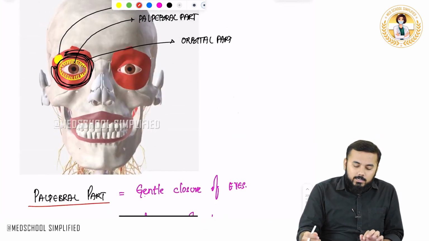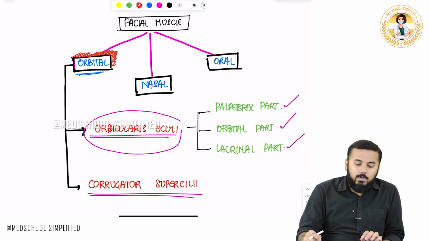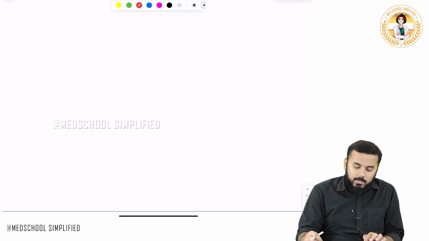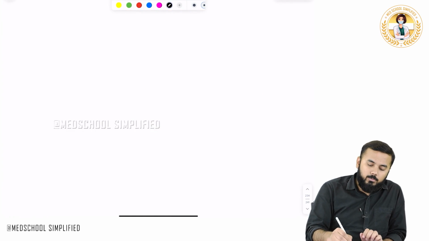Now after the discussion of the orbital part is done, let us discuss the nasal part. Okay, what are the muscles that are supplying the nasal region? So the nasal group.